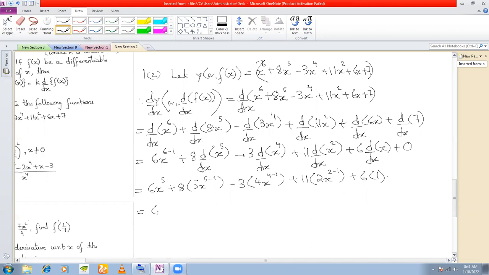So now if you simplify this, you get 6x to the power of 5 plus 40x to the power of 4 plus 12x cube plus 22x plus 6. And that is the required derivative of the given function with respect to x. Okay. So if we are calling this as f(x), this is f dash x or dy/dx or d/dx of f(x). Clear?